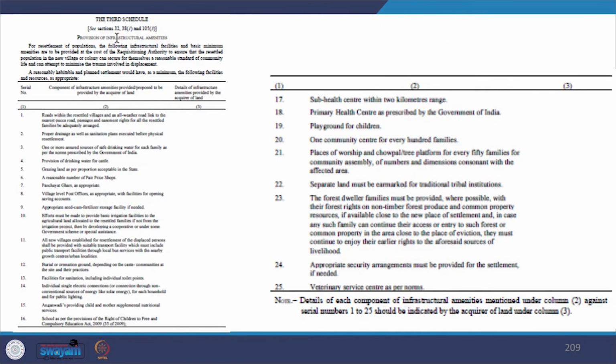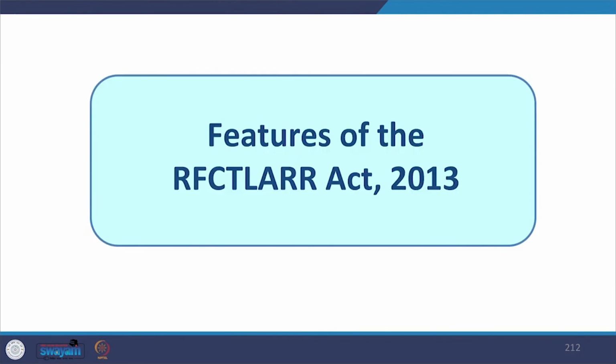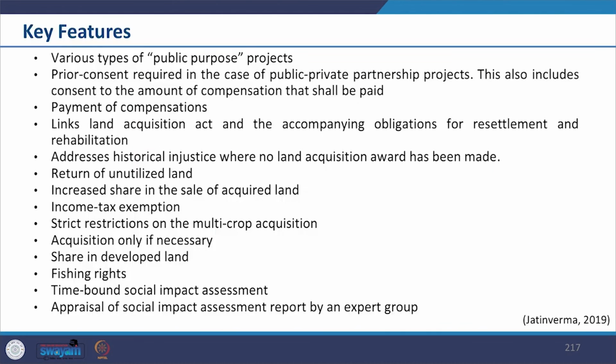Looking at the main features of the Right to Fair Compensation and Transparency in Land Acquisition, Rehabilitation and Resettlement Act of 2013, we see that you have already walked through the Act. You see that it defines various types of public purpose. Further, it makes provision for prior consent. Likewise, it proposes the payment of compensation.